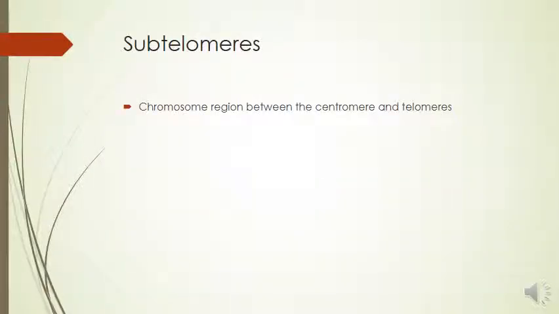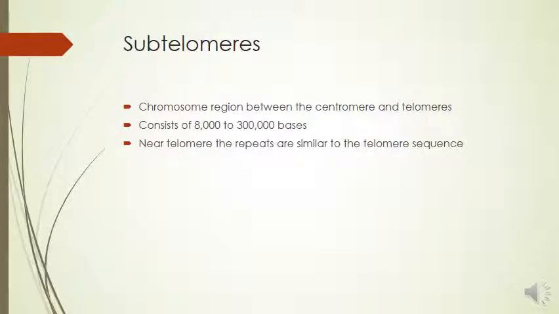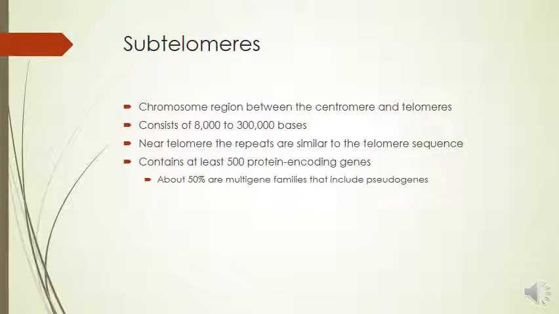Subtelomeres, the chromosome region between the centromere and the telomeres, consist of 8,000 to 300,000 bases. Near the telomere, the repeats are similar to the telomere sequence, and it contains at least 500 protein encoding genes, about 50% of which are multi-gene families that include pseudogenes.